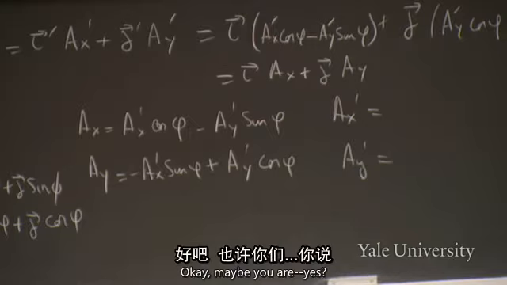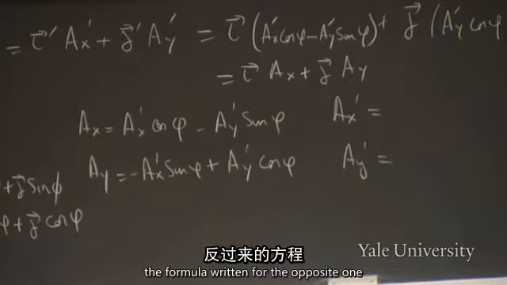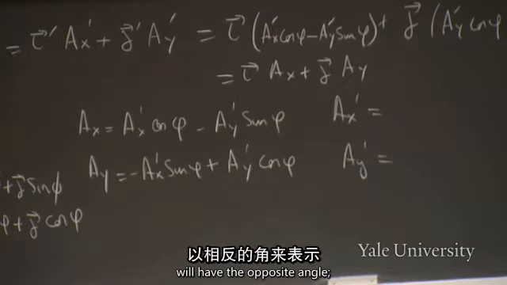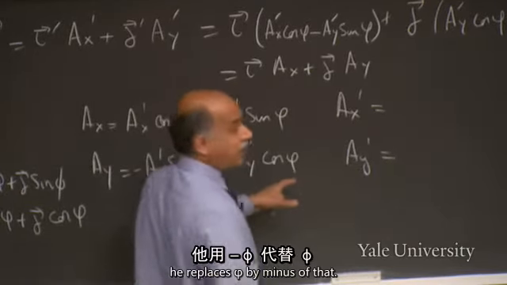Okay, maybe you are, yes? Maybe you can add up those two expressions and rearrange them using algebra. Yep. Can you just use those same expressions, but use a prime on a x for every a x and vice versa, and then just use a negative of phi? Negative of phi, yes, okay. All right, so his idea was the formula written for the opposite one will have the opposite angle. Replace this phi by minus of that.